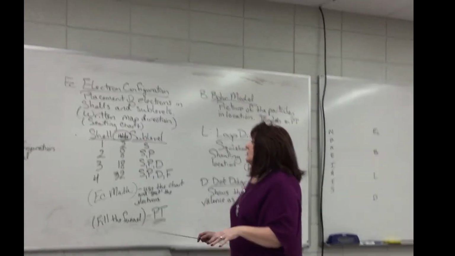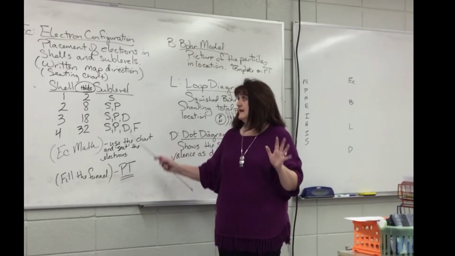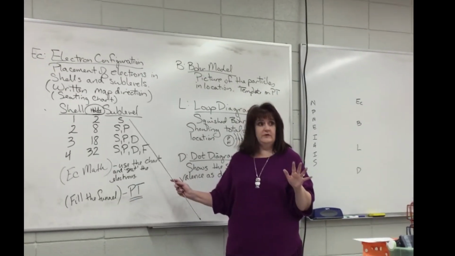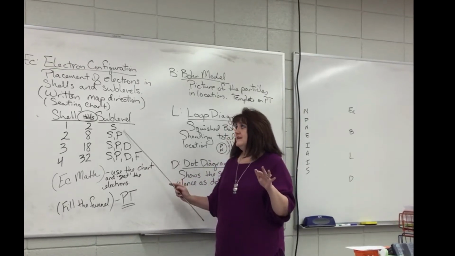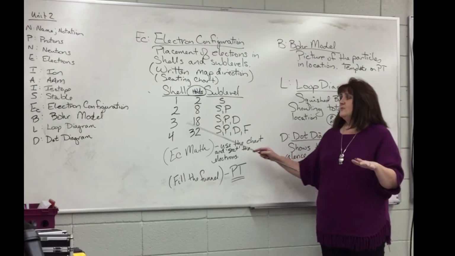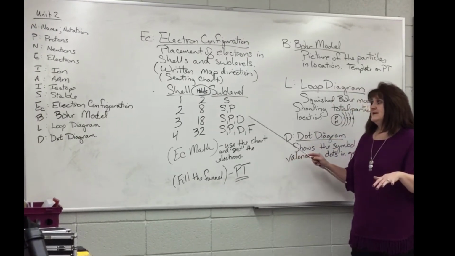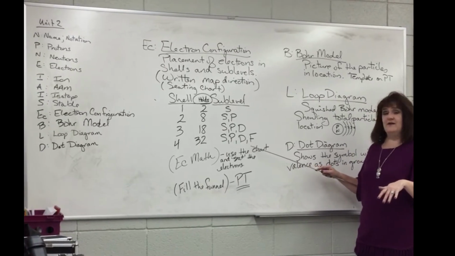Okay. So the shells all hold individual electrons in sublevels. And you should already have this in your notes. But shell 1 holds 2 in the S section, 2 holds 8 in S and P, 3 holds 18 in S, P, and D, 4 holds 32 in S, P, D, and F.